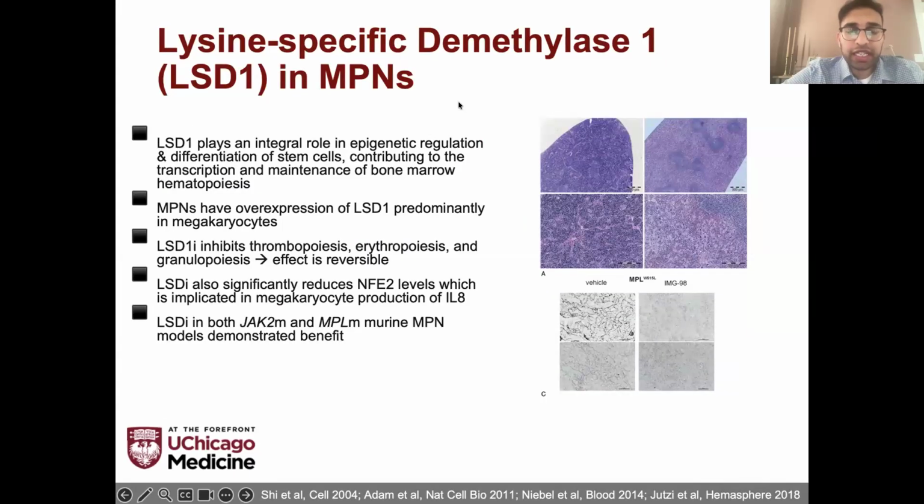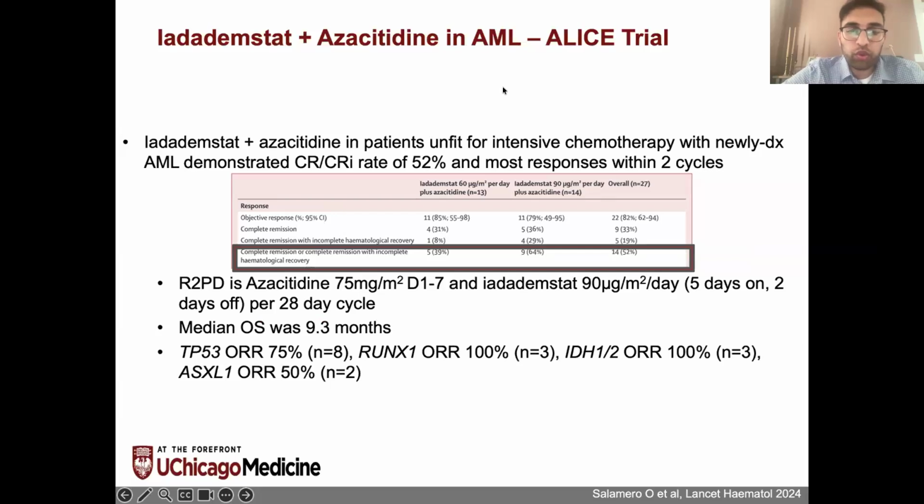LSD1 is basically a regulator of stem cells, and inhibiting LSD1 is helpful in treating disease in patients with MPNs. This has been seen in mouse models, and there have also been studies looking at the LSD1 inhibitor bomedemstat in patients with myelofibrosis and essential thrombocythemia. And there's an ongoing phase 3 study in essential thrombocythemia to see if bomedemstat is better than our current standard of care for patients with ET. Now, where we are looking to push LSD1 inhibition is into accelerated and blast phase disease.